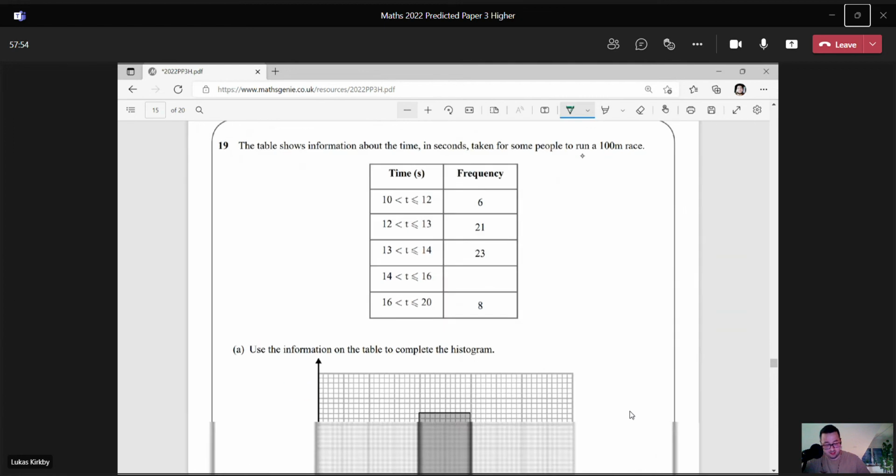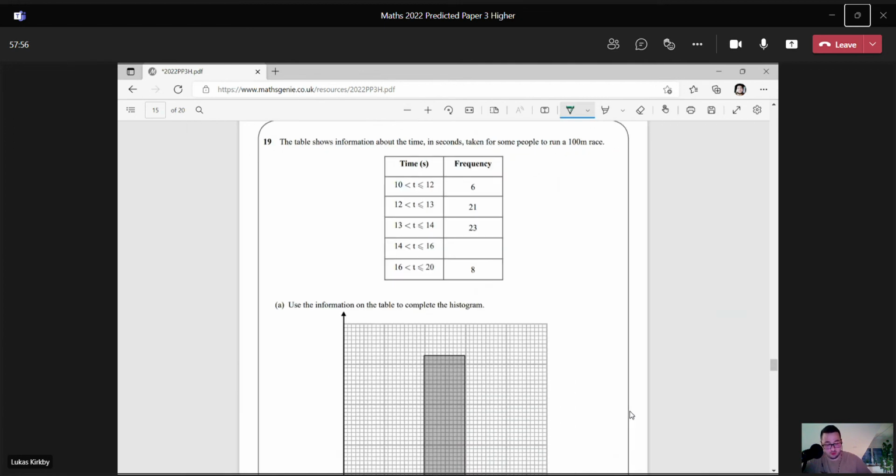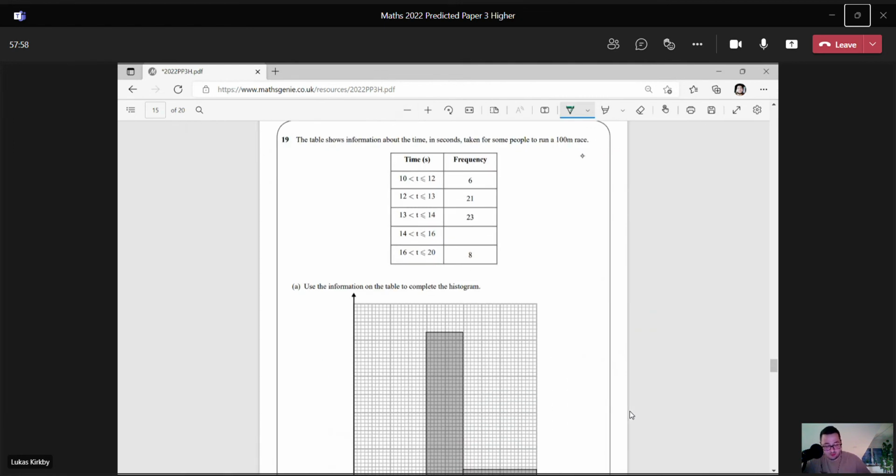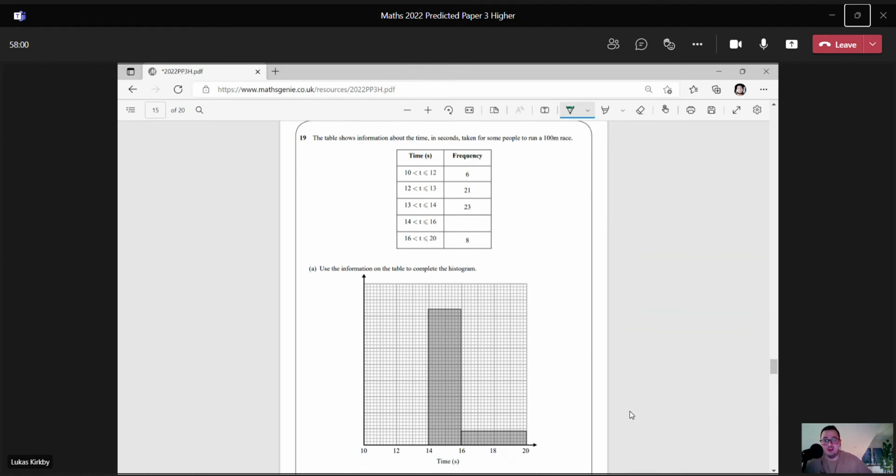Okay. So a histogram has what we call frequency density, which basically means that the area of the rectangle is going to give us the frequency. So the first thing we might want to think about is the width of the boxes. So the width times the frequency density is going to give us the frequency. So the width of this first box between 10 and 12 is 2. Then the widths are 1, 1, 2, and 4.